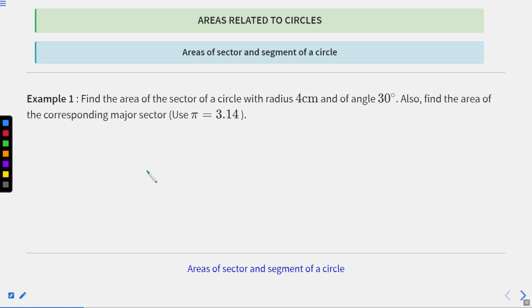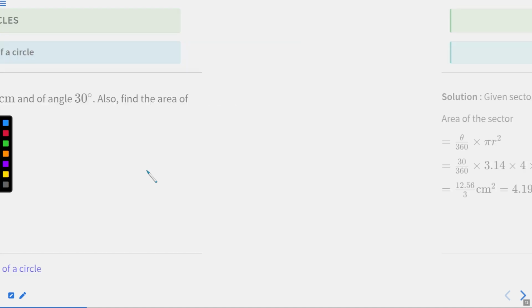So let us find the area of the sector of a circle with radius 4 cm and angle 30 degrees. Students, we know the formula: the area of the sector of a circle is equal to theta by 360 into pi r square. We can now use this formula and easily find the area of the sector. Let us see how to find it.